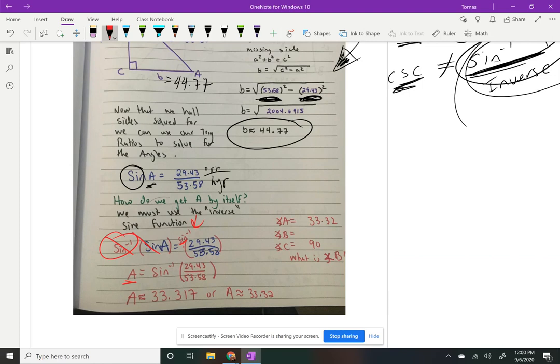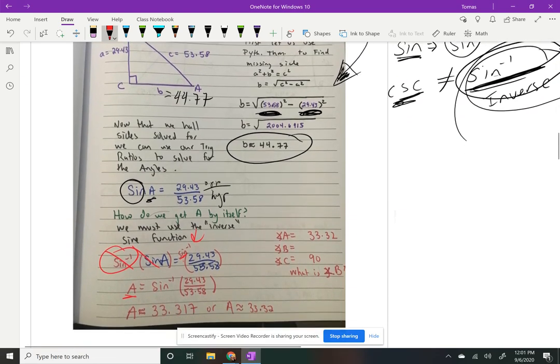Now, you take out your calculators. If you have the TI-84, you're going to have to press the blue second button, and then sine. And then you'll get the sine to the -1. And then you just type in the fraction, and then you get your angle A, right? So that is when we use the inverse, when we're trying to find the angle, okay?